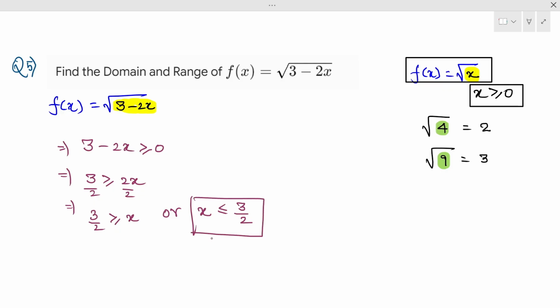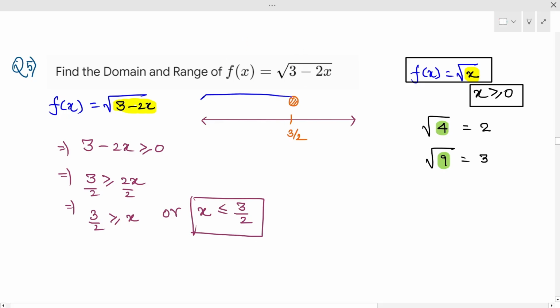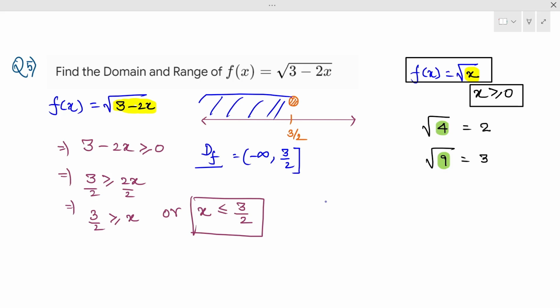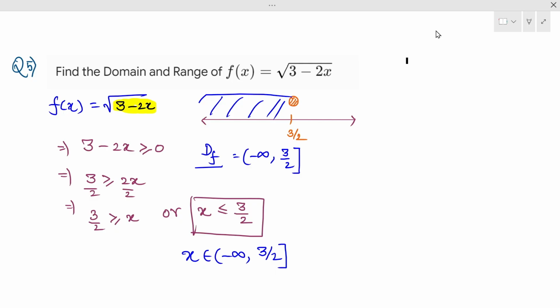So what will be the domain? The domain will be all those numbers which are less than or equal to 3 by 2, right? So the domain of f will be minus infinity to 3 by 2. This will be the domain, right? Why? Because x belongs to minus infinity to 3 by 2. So this is how we can find out the domain.